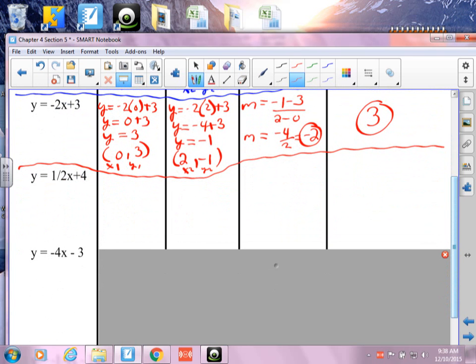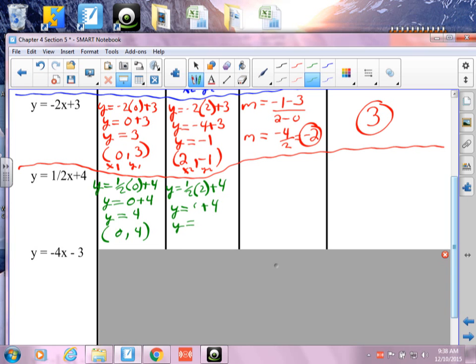So the next one. y equals 1/2 times 0 plus 4. y equals 0 plus 4. y equals 4. My ordered pair is 0, comma 4. Okay, I'm going to plug in 2. y equals 1/2 times 2 plus 4. y equals 1 plus 4. y gives me 5. So it's 2, comma 5.